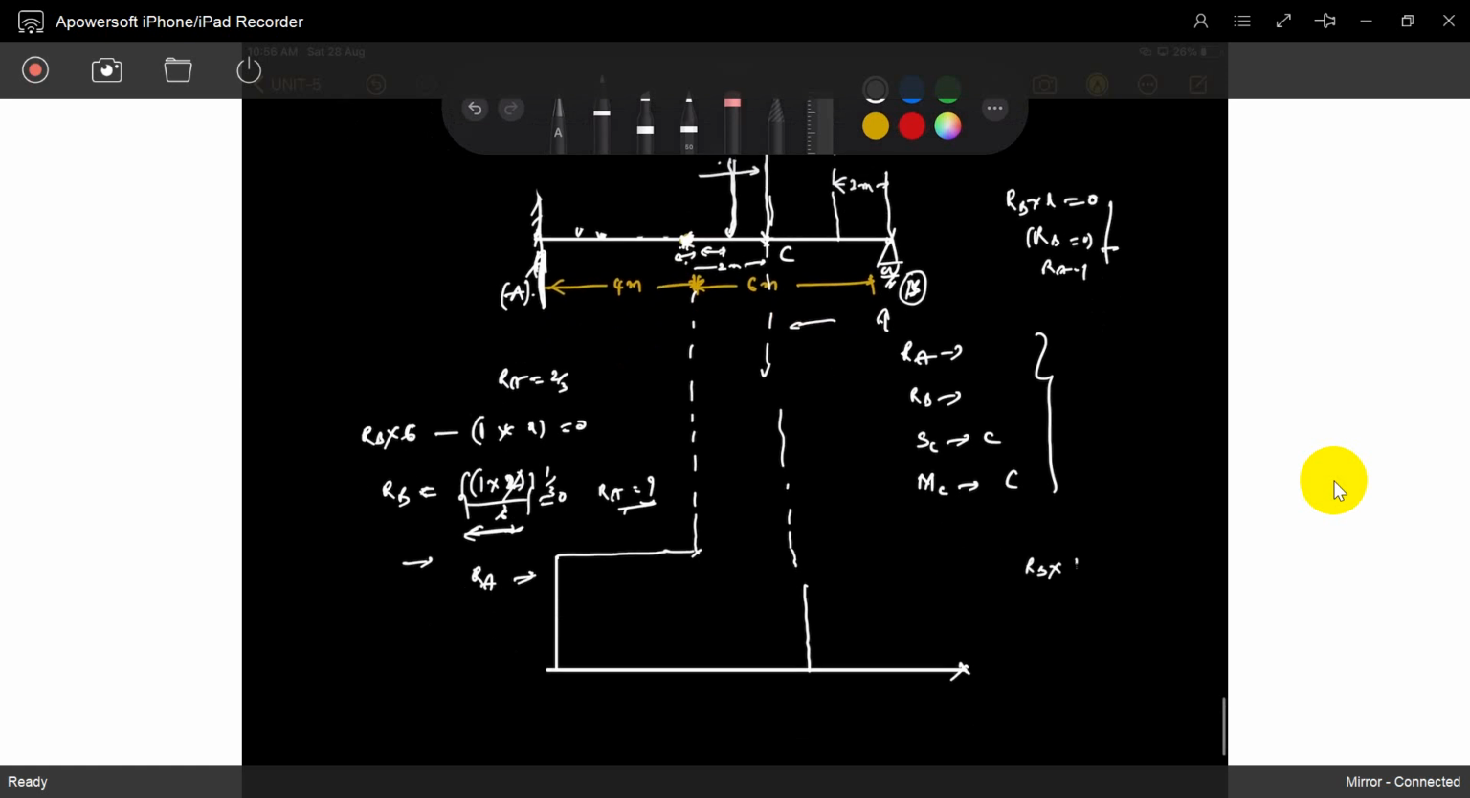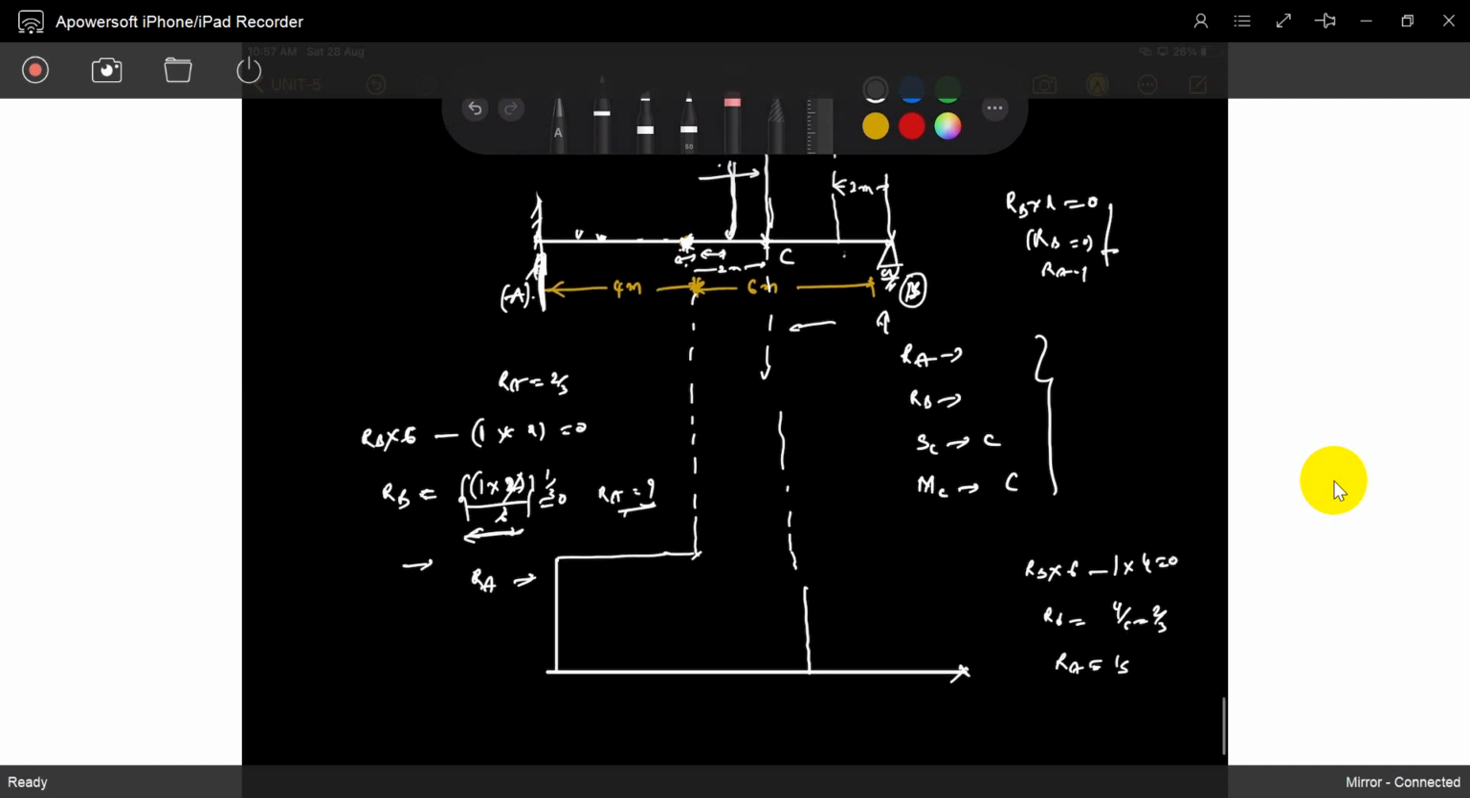RB multiplied with 6 minus 1 multiplied with 4 equals 0. RB is 4 by 6, that is 2 by 3. RA is 1 by 3. So at this location it is 1 by 3. You can just add it. At this location 0. If you just add it, you will get like this.